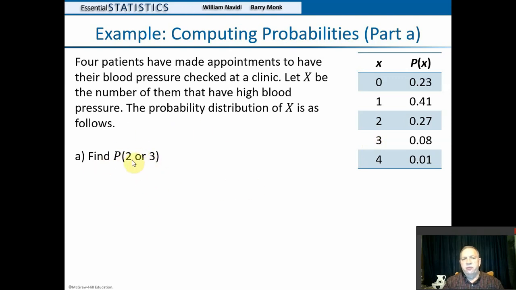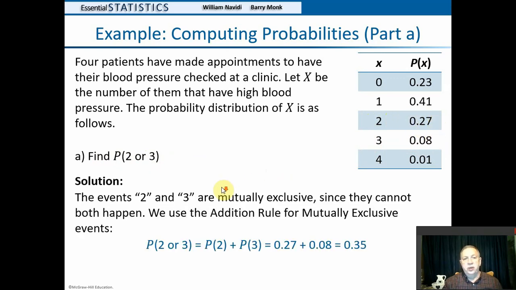So this we learned before when we're doing an OR function. It could be this probability or this one, and we just add up these two. So it would be the 0.27 plus the 0.08. That would be a probability of 0.35 that either 2 or 3 of them would have high blood pressure.